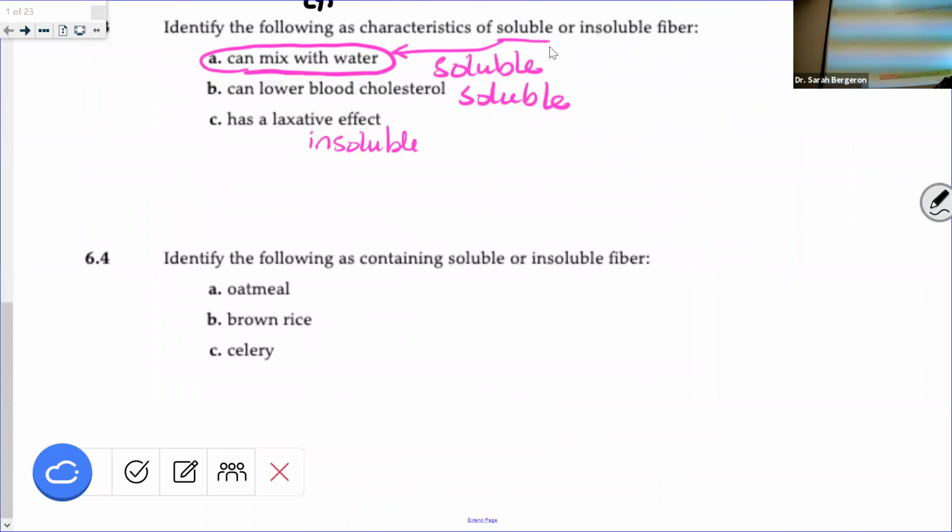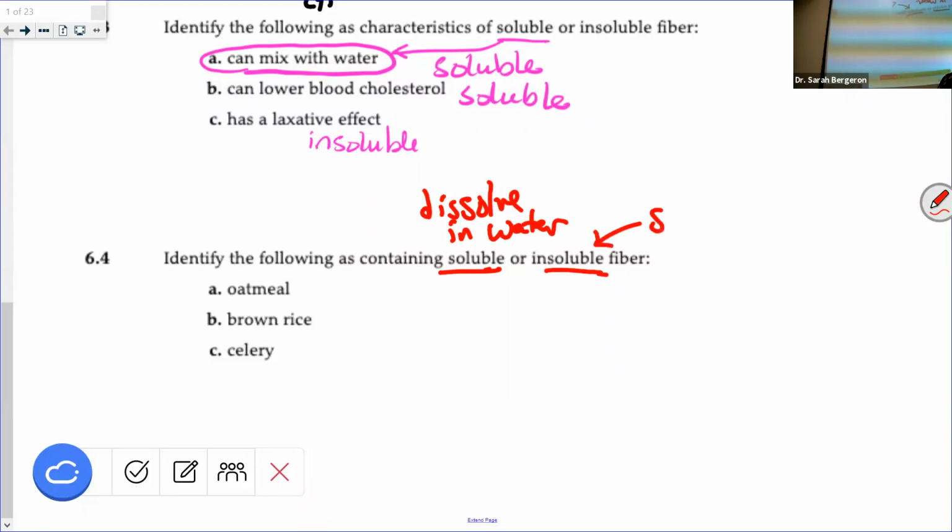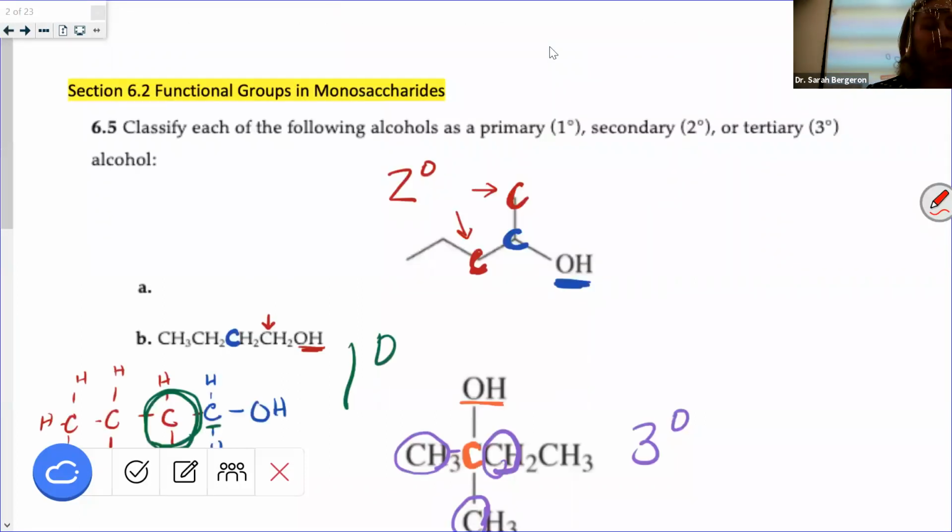All right, identify the following as containing soluble or insoluble fiber. So what is something that is soluble? You mix it with water and it will dissolve. And insoluble, you mix it with water and what is it? You add water and it remains a solid.